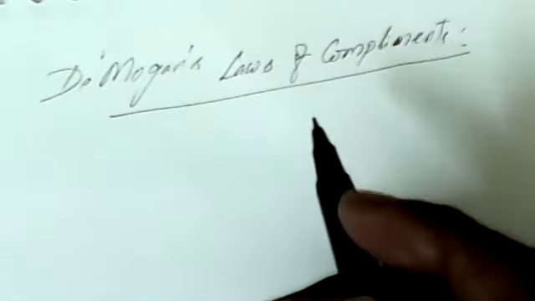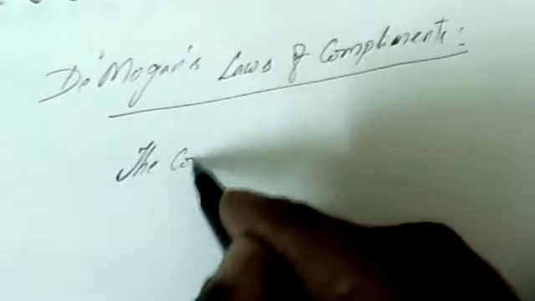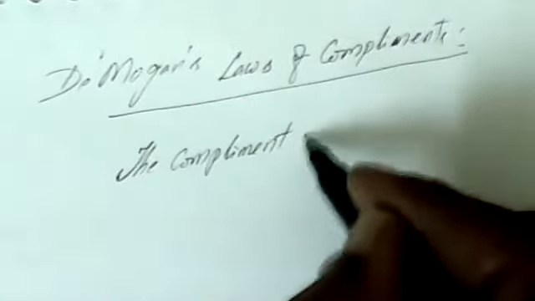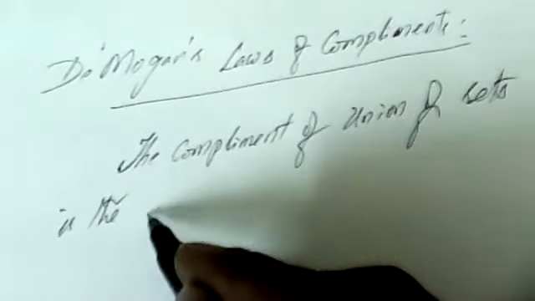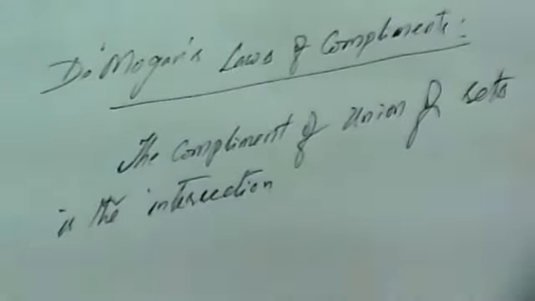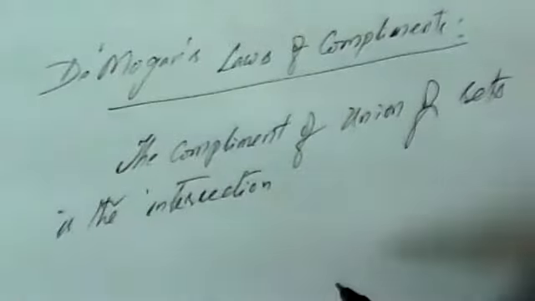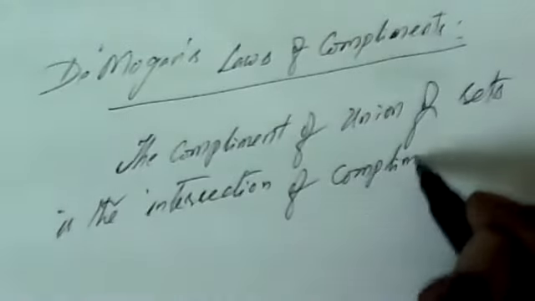De Morgan's laws of complement state that the complement of the union of sets is the intersection of the complements of the sets. It is individual.